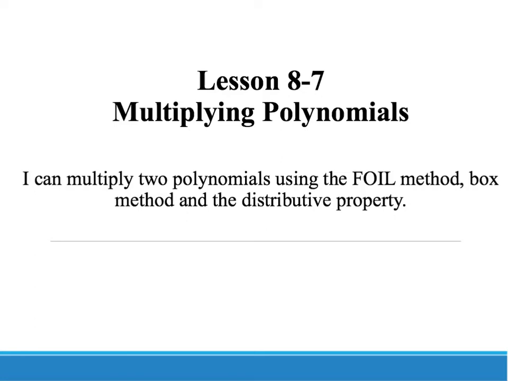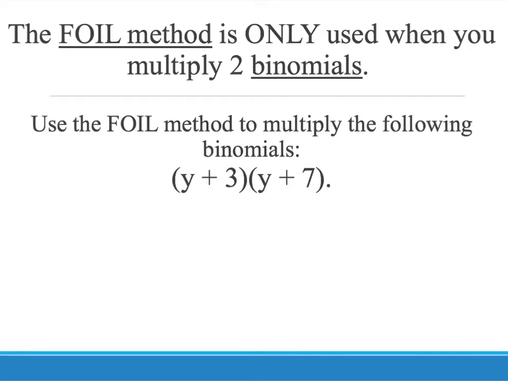In this lesson, we will be learning about multiplying polynomials using something called the FOIL method. Okay, another method is going to be the box method, and then also the distributive property. So these are three ways that we can multiply polynomials. The first way is called the FOIL method. We can only use this when we're multiplying two binomials. The example problem down here is two binomials. Remember, a binomial is two terms.